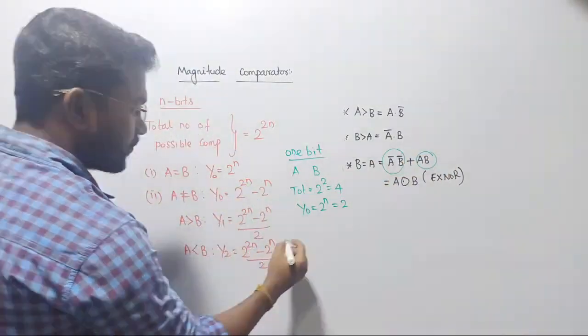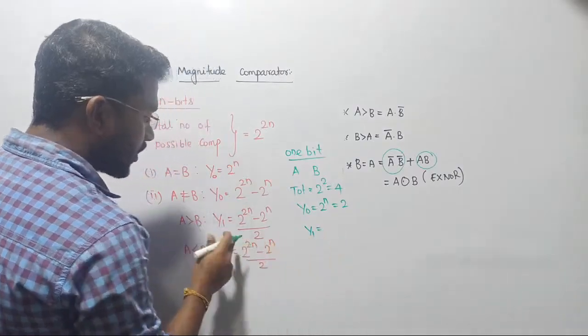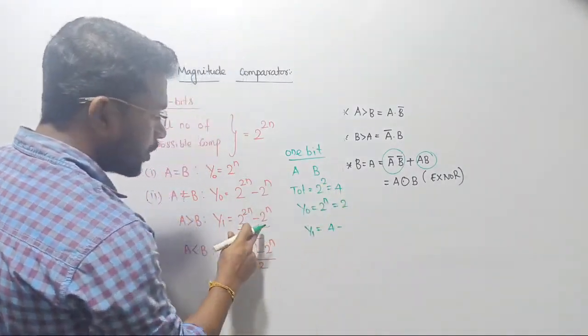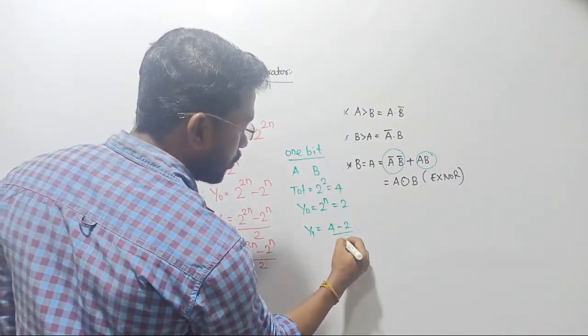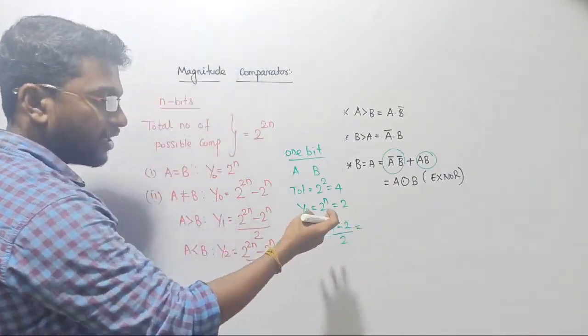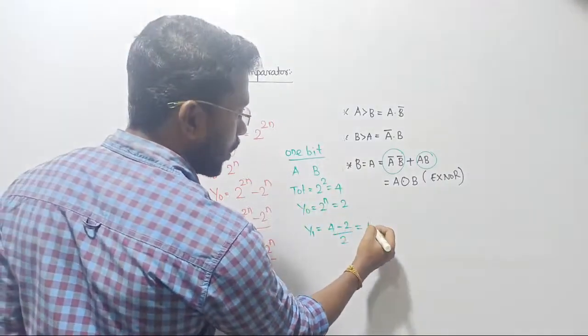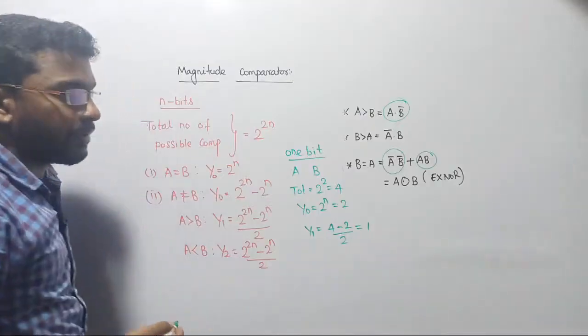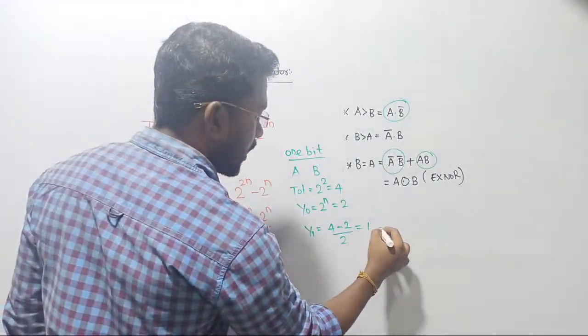So the third case is y1. Y1 is going to be what? 2 power 2n minus 2 power n, that is 4 minus 2, divided by 2. So 4 minus 2 is 2, and 2 by 2 will give you 1. See there, we got only one term, that is A greater than B. I took this one. We got only one term. Am I correct? Yes. Similarly, we are going to get y2.